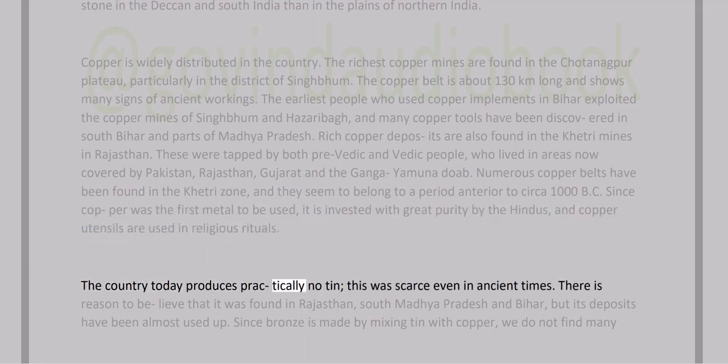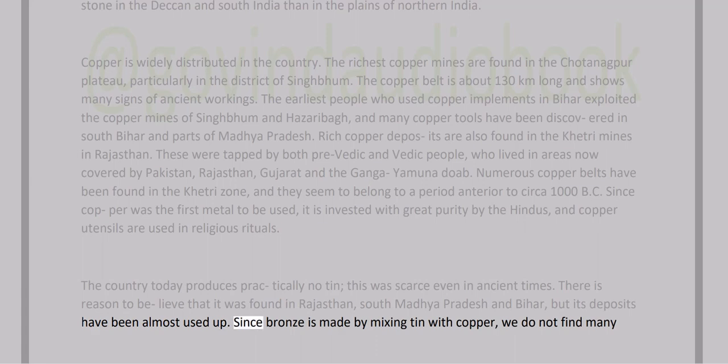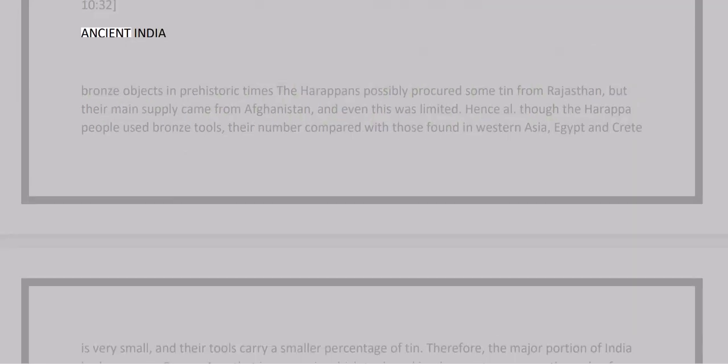The country today produces practically no tin. This was scarce even in ancient times. There is reason to believe that it was found in Rajasthan, South Madhya Pradesh, and Bihar, but its deposits have been almost used up. Since bronze is made by mixing tin with copper, we do not find many bronze objects in prehistoric times.